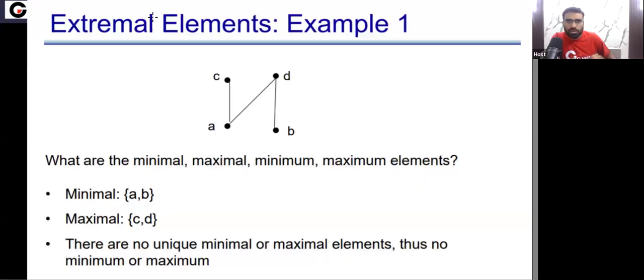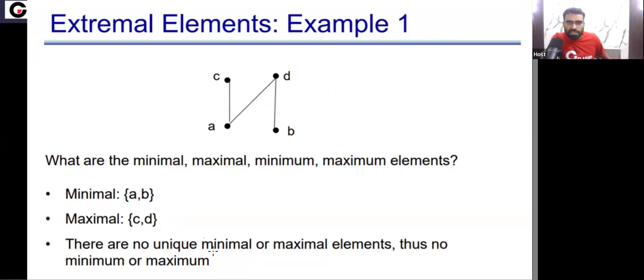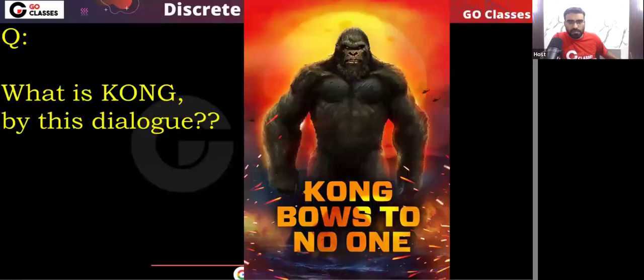Okay. Here also you can easily see this POSET is given to you. This Hasse diagram is given to you. Minimal elements are A, B. You can see maximal elements are C, D, and there is no greatest element. There is no least element. There is no maximum, minimum. Tell me the answer for this question.